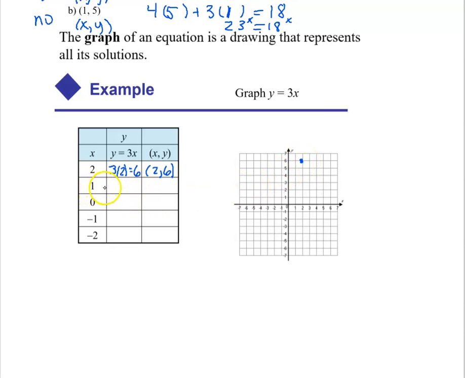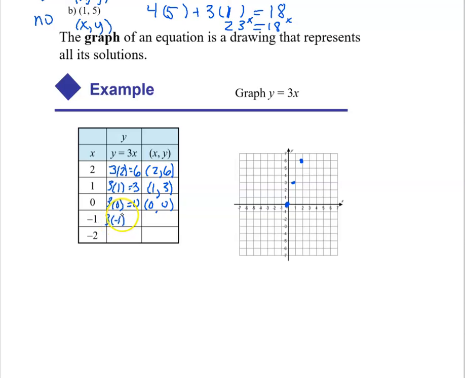If I plug in a 1 here, I'm going to have 3 times 1, which is 3. So my coordinate would be 1, 3. So I went to 1, went up to 3, plotted my point. If I plug in 0, 3 times 0 is 0, so I would have a coordinate at 0, 0, which is the origin.